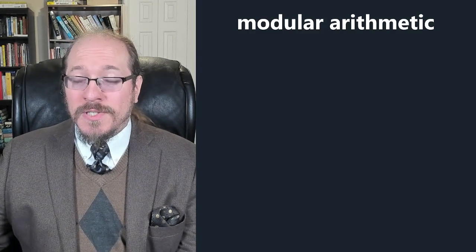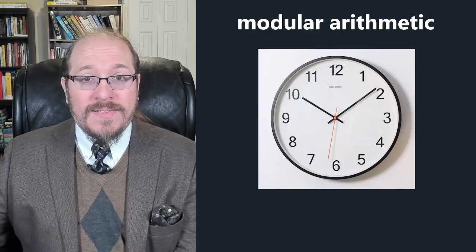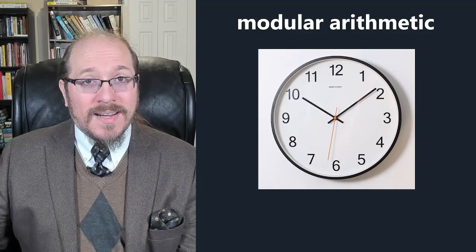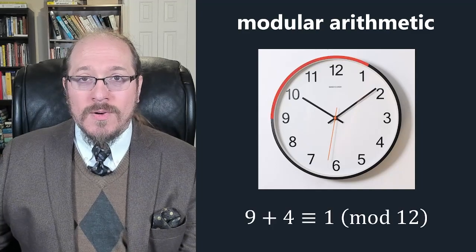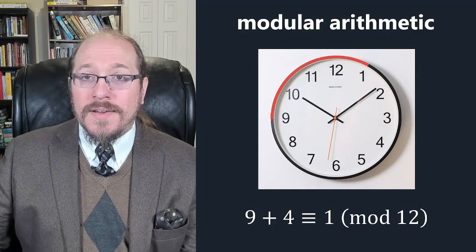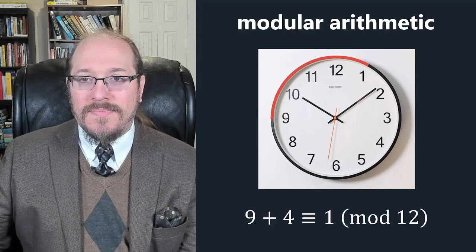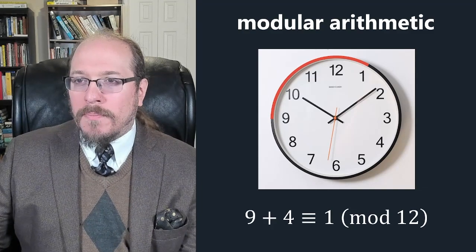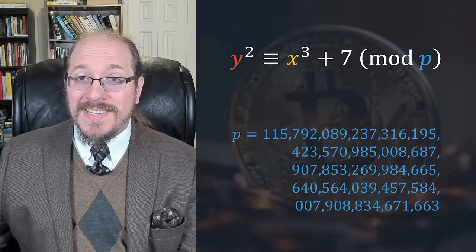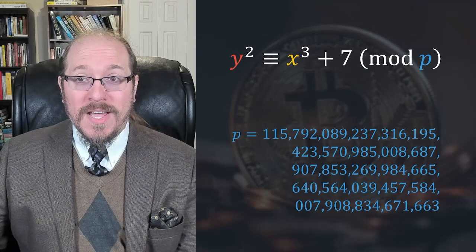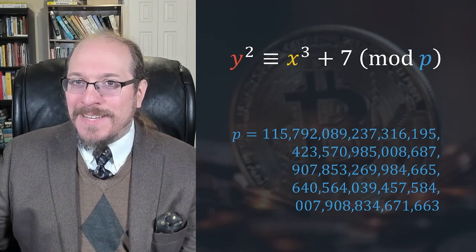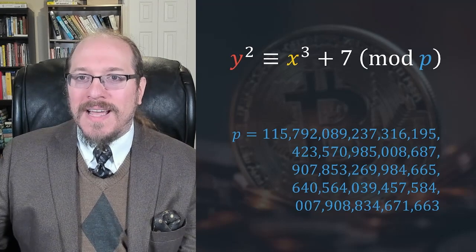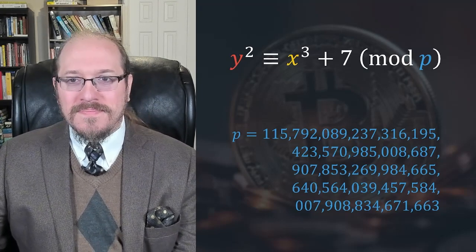You actually use modular arithmetic every day when you tell time. If it's 9 o'clock, then 4 hours later it'll be 1 o'clock. So 9 plus 4 is 1, mod 12. But Bitcoin doesn't do mod 12. It uses a much larger mod, which it turns out is actually a prime number. Yes, that really long number is in fact prime.